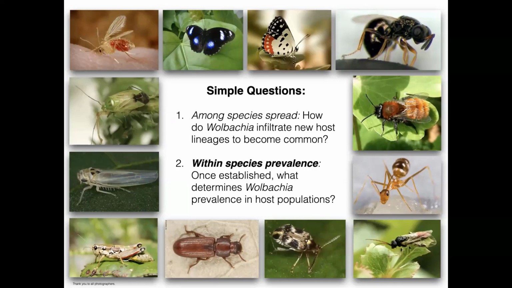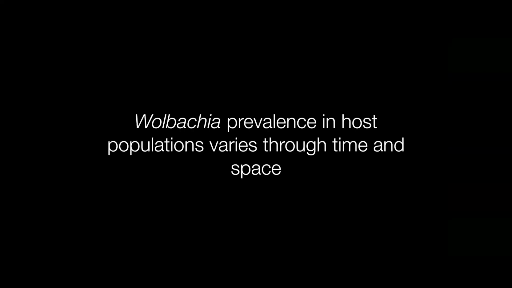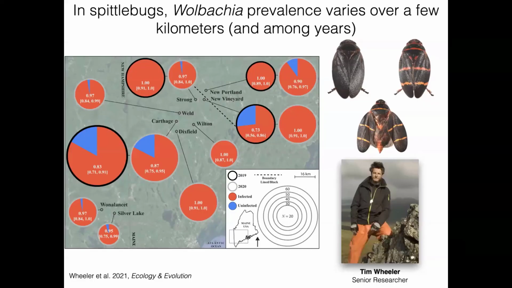So what can affect how common Wolbachia are? Not only are they common among species, but you see them at various frequencies within host populations, from common to relatively uncommon. One of the things I want to show you first is that it can vary a lot through space and time. Tim Wheeler in my lab and others did some work in spittlebug showing that Wolbachia frequencies can vary over only a few kilometers in two sister spittlebugs. They also vary among years. So in this system, we see variation through both time and space.